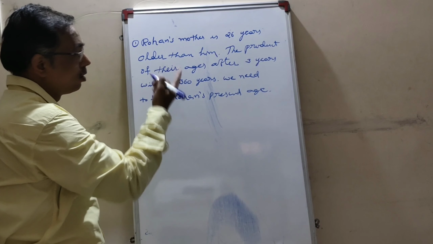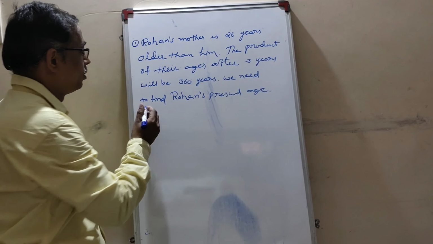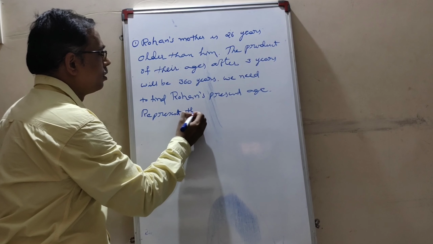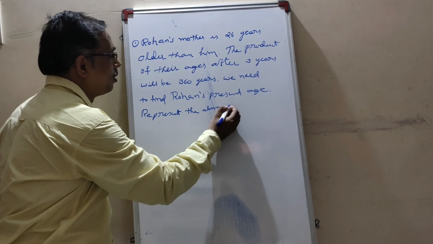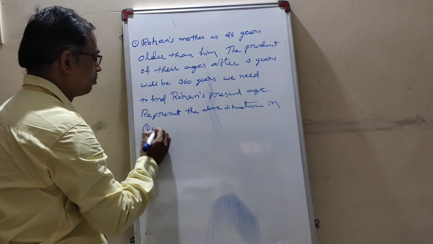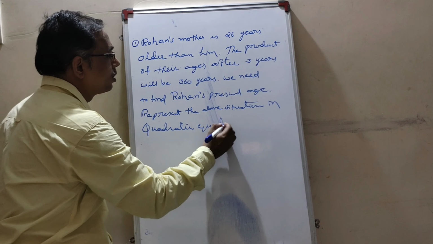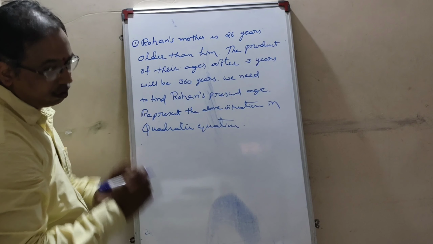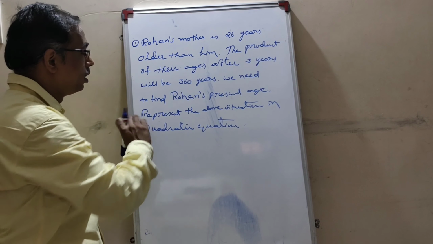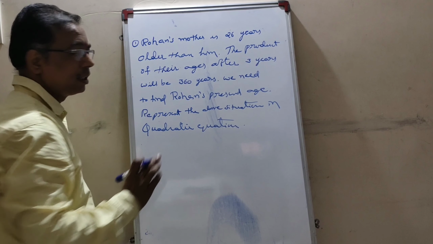Okay, so represent this situation in a quadratic equation. Simply we have to represent the situation in a quadratic equation. No need to solve it. The solving sums are another type that we will discuss later. First of all, whatever the given statements are, we have to represent them in the form of a quadratic equation.